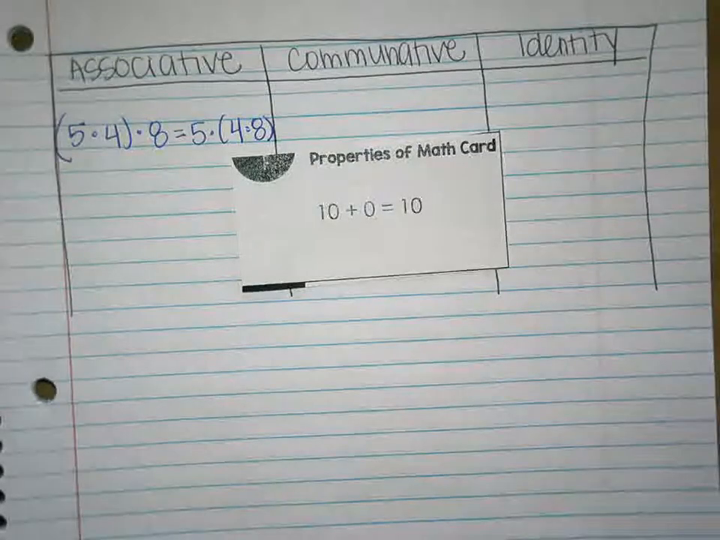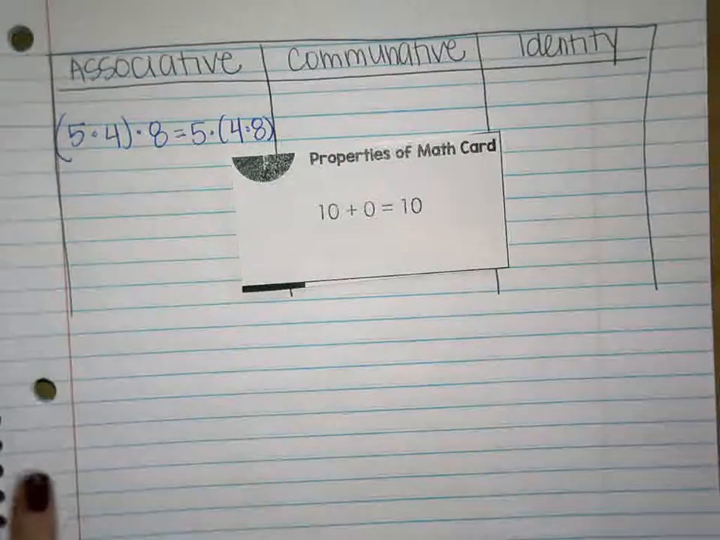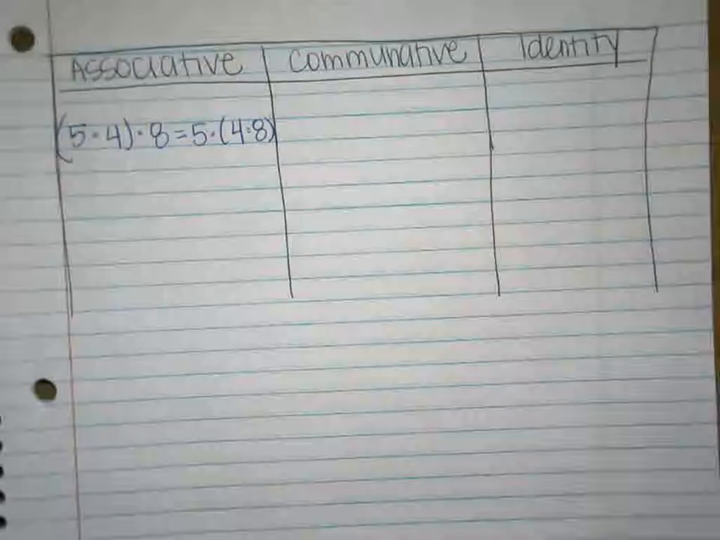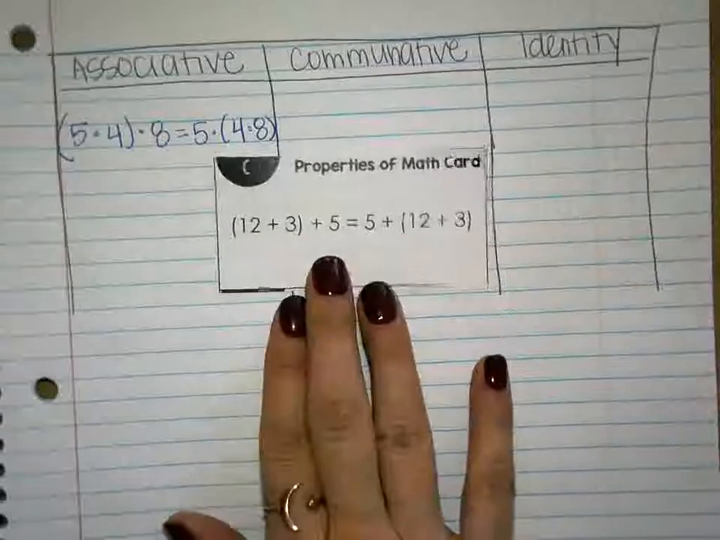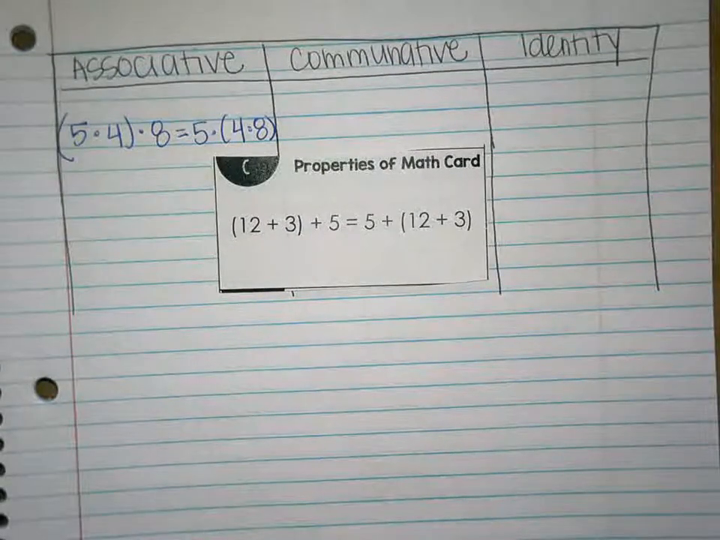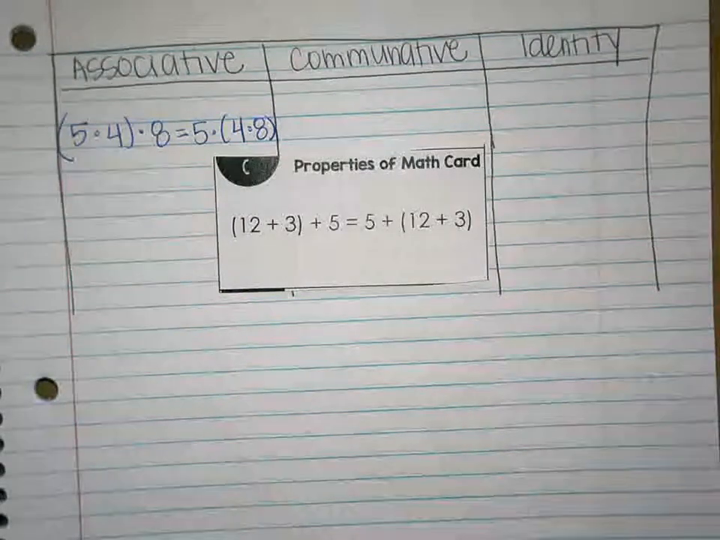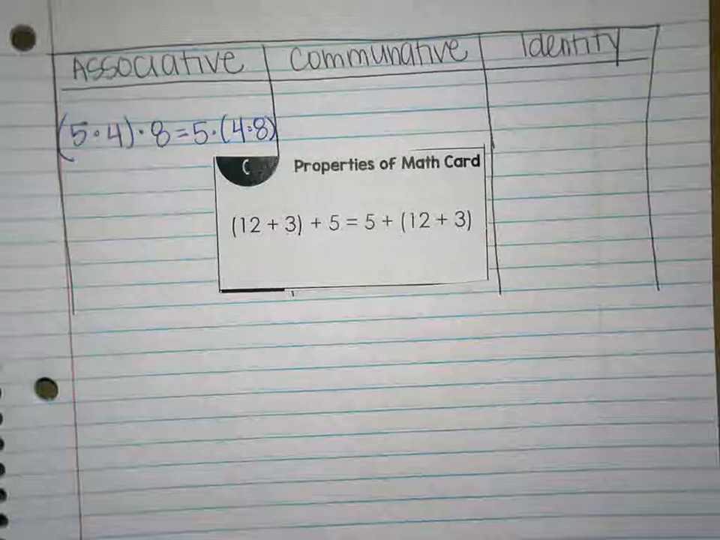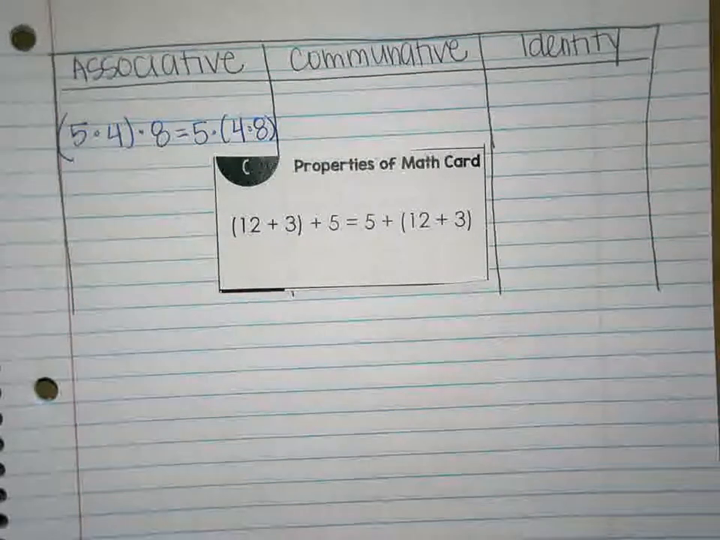Here's your next one. 10 plus 0 equals 10. Hopefully we all get this one right, considering that was my example for you, right? What is it, everyone? Identity. Good. Here's your next one. 12 plus 3 inside parentheses plus 5 outside parentheses, and then 5 outside parentheses plus 12 plus 3 inside parentheses. Another tricky one. What do you think, Marin? Commutative. It is commutative as well.